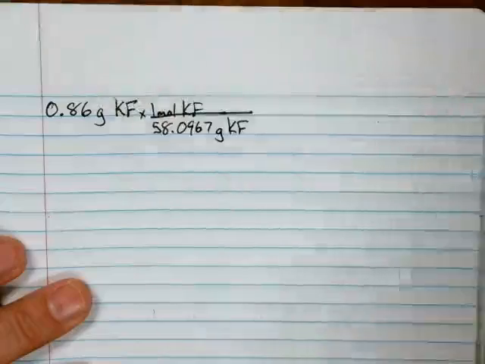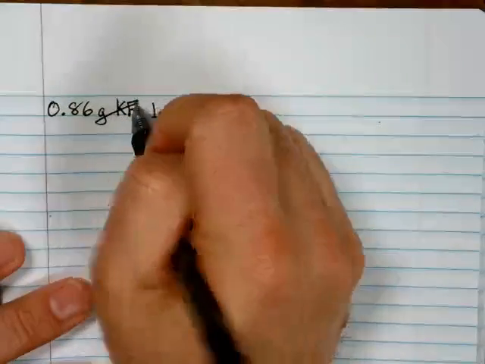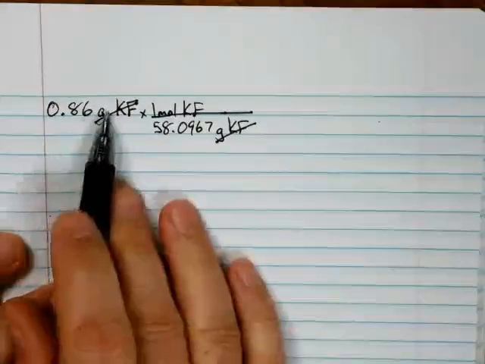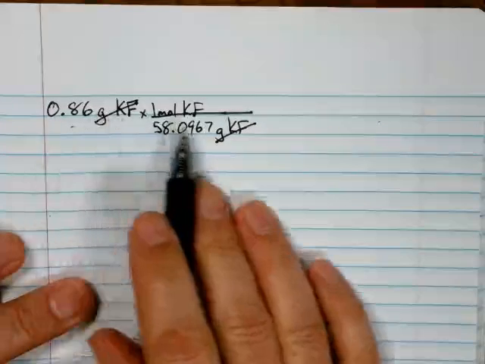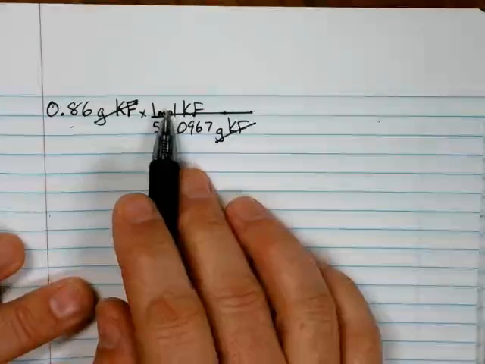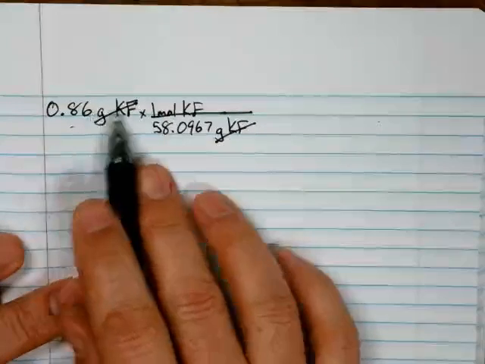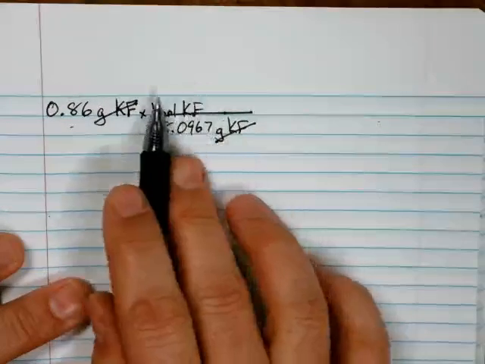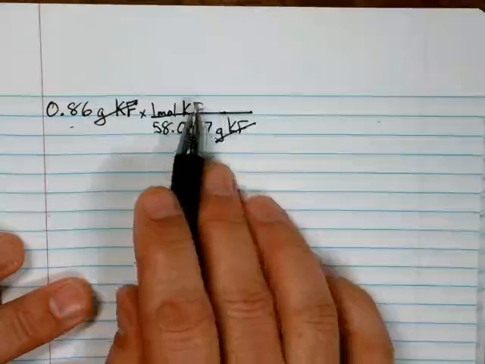So now we need to cancel out grams of potassium fluoride. When you do that, you have converted from grams to moles. That's how you convert, by eliminating those units. Now the only unit left is moles of potassium fluoride.